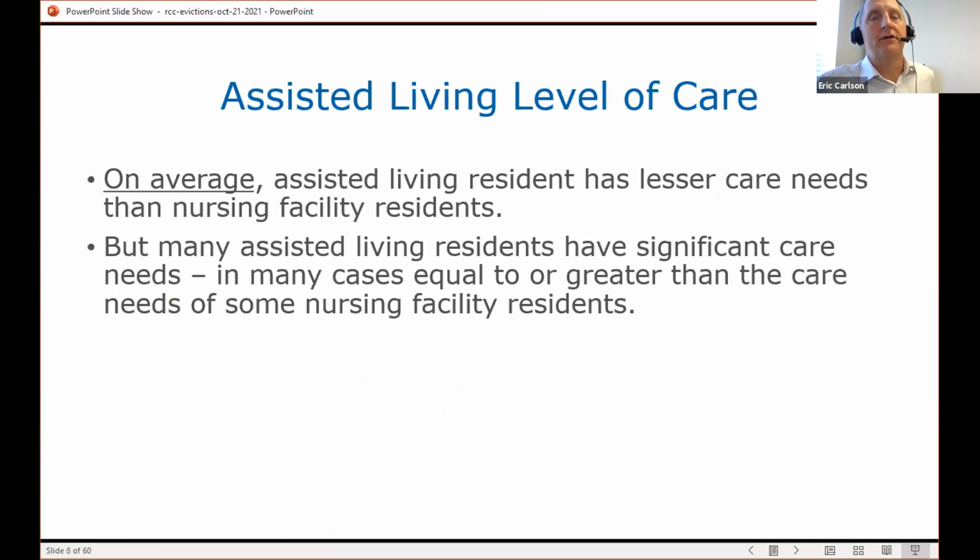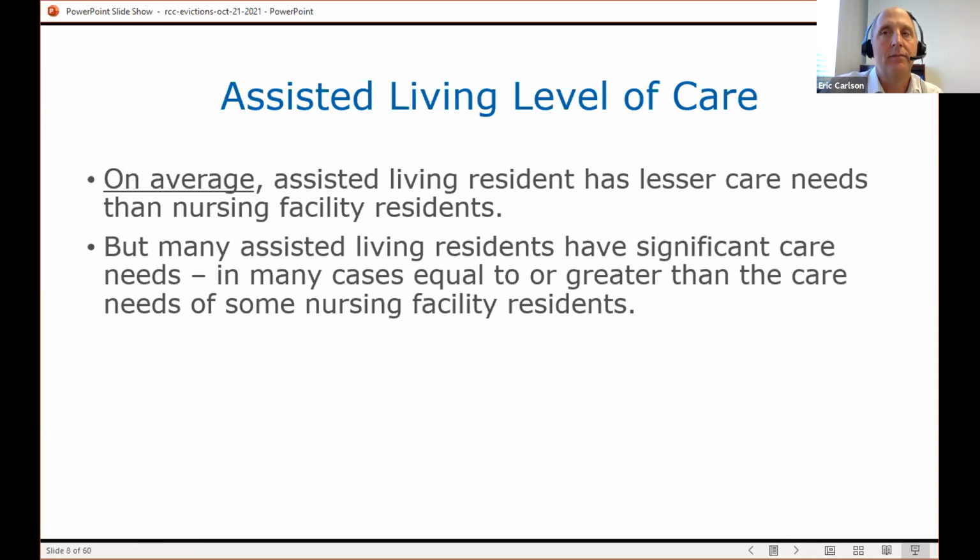I want to start to talk about some general aspects of assisted living because it's relevant to a discussion of eviction, or this broader question of who's an assisted living resident? When are you appropriate for residence in assisted living? On average, the assisted living resident needs less care than the nursing facility resident. But that's not as true as it was 5, 10, 15 years ago.